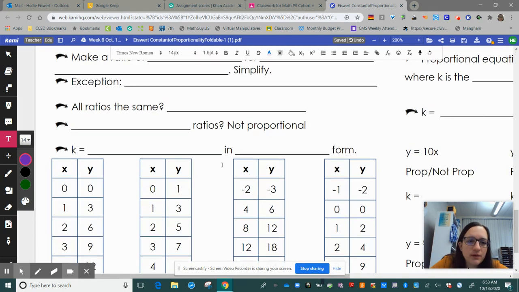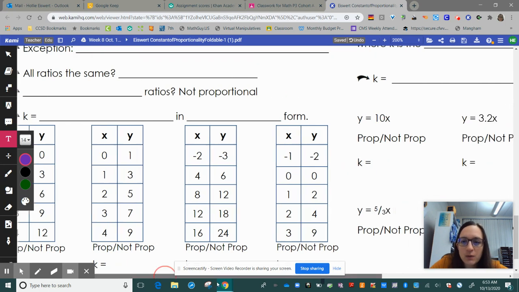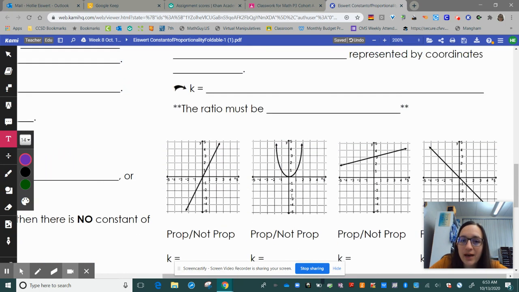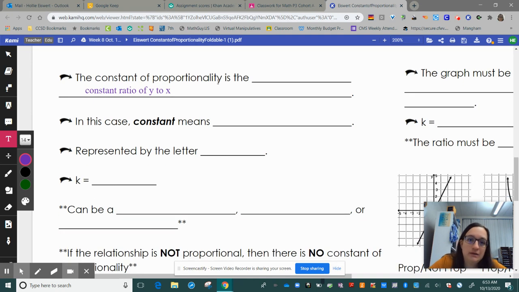Like in our table, we have our y values, then our x values. When we have our graph, we have our y-axis, which is what we'll be looking at, and then our x-axis. But at this point, it's kind of just variables. So it's always a ratio.